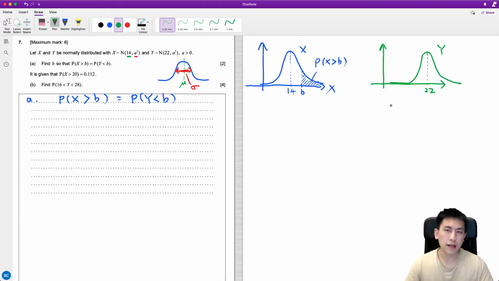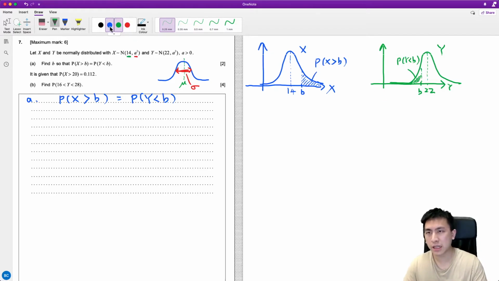Now, using a similar idea, let's say now b is somewhere here, okay? Then you're looking for the probability that y is smaller than b, which is of course all the region before it, right? And that would be the probability that y is smaller than b. Now, you want both of them to be the same. What could you do? It might not look that apparent for now, but what we could do is sketch both of the graphs on the same axis. Then it will be a little bit more apparent.